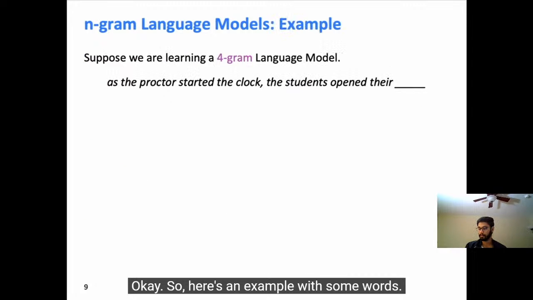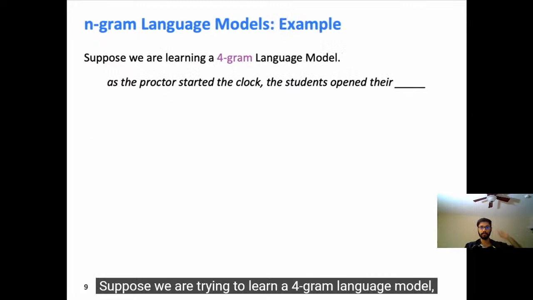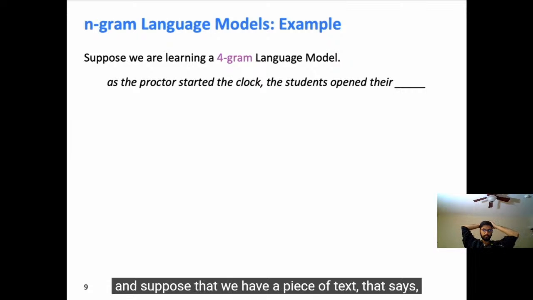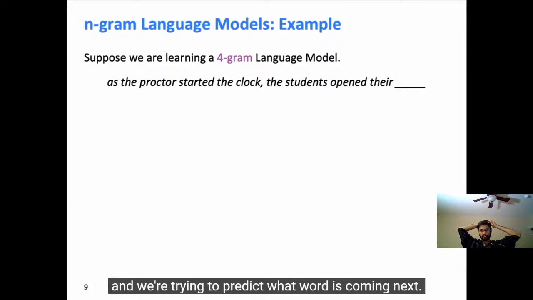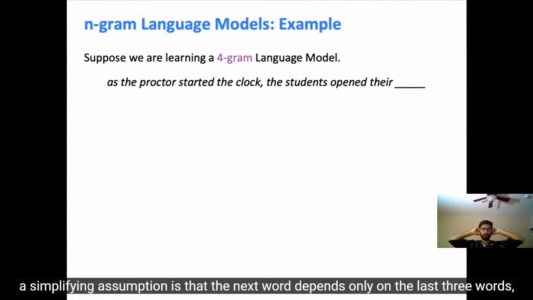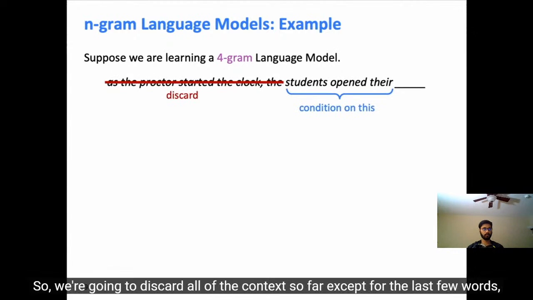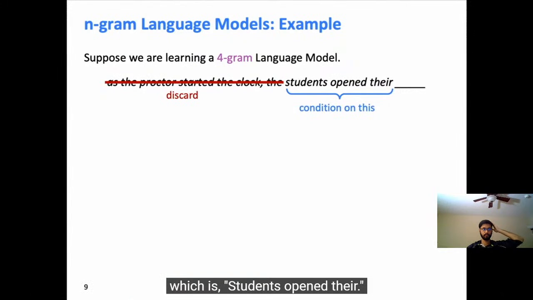OK, so here's an example with some words. Suppose we're trying to learn a 4-gram language model. And suppose that we have a piece of text that says, "as the proctor started the clock, the students opened their ___." And we're trying to predict what word is coming next. Because we're learning a 4-gram language model, our simplifying assumption is that the next word depends only on the last 3 words, the last n-1 words. So we're going to discard all of the context so far, except for the last 3 words, which are "students opened their."